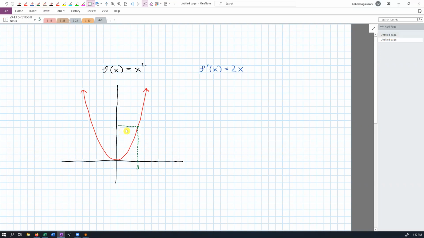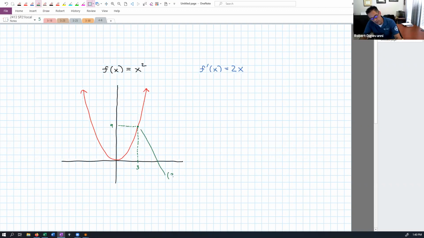9. What's my value here? 9, right? That's 9. So that point on the graph is the point (3, 9). There's no calculus here, right? That's just algebra. Plug in 3, square it, you get 9.